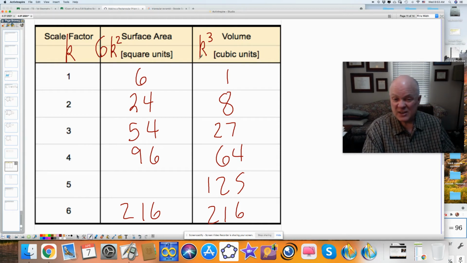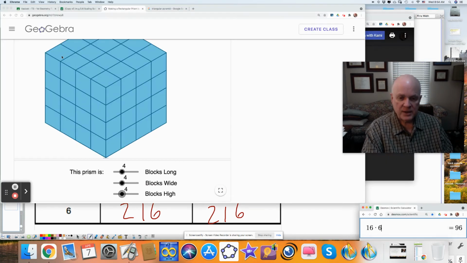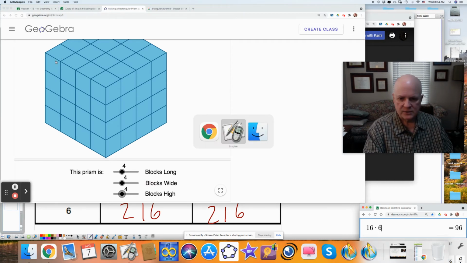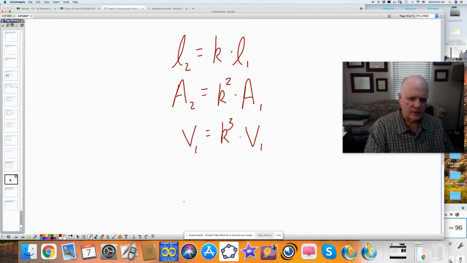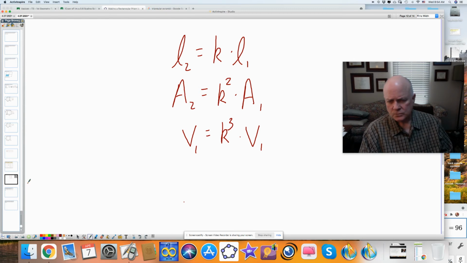And this doesn't have a number next to it because 1 times 1 times 1 is 1. My original volume is 1. If I had a different volume for the original and I scaled it up, I would multiply it times that original volume. But the big idea for today's lesson, if I can go to my whiteboard here, is this. When we scale up a length, we scale it by a scale factor of K. This is a subscript, so L sub 2 is equal to K times L sub 1.